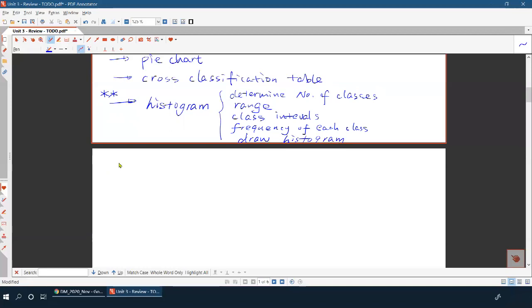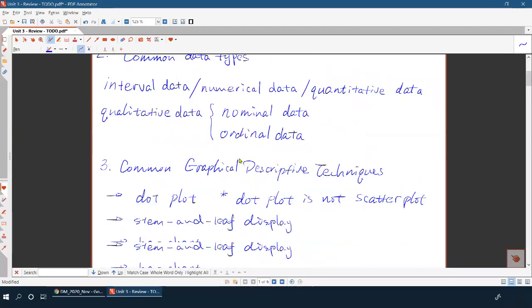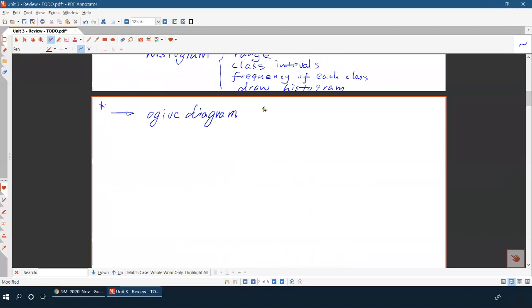Okay. And based on the histogram, we also studied the Ogive diagram. This is also very important. When you want to show the cumulative relative frequency, it's better for you to draw an Ogive diagram. Okay, Ogive diagram is to show the cumulative relative frequency.